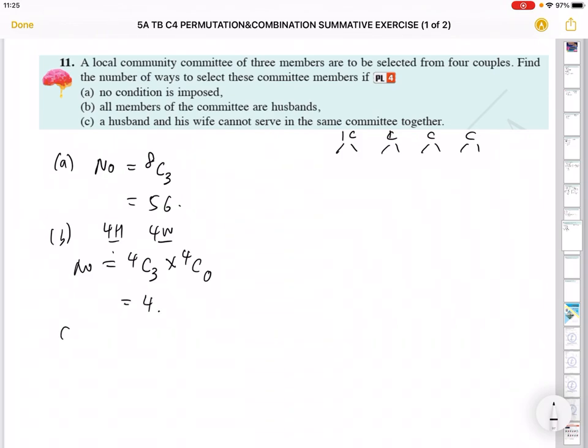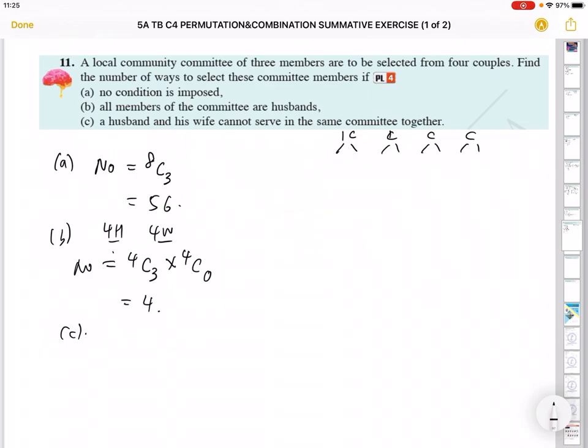C. A husband and wife cannot serve in the same committee together. I think the easiest way to do this is to use total minus choosing the husband and wife, right? Now the thing is, how do you choose the husband and wife? You cannot say I choose one husband and choose one wife because you may have different matchups. So the way to think about this is this. We must have a couple together, then we take total minus choosing that couple.